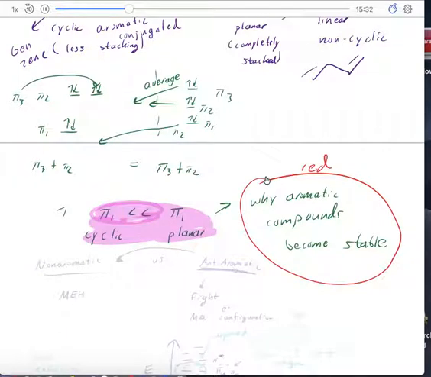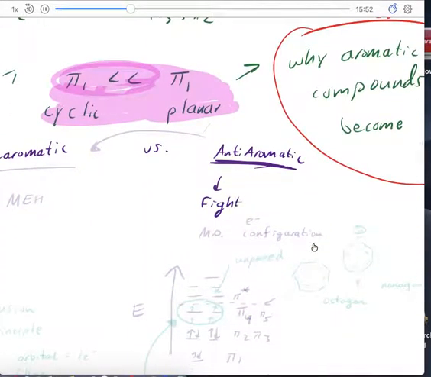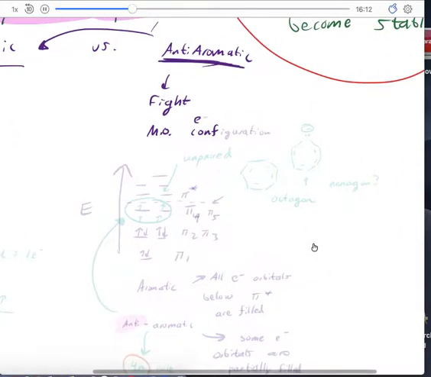Perfect. Now let's get into non-aromatic versus anti-aromatic. So with anti-aromatic, it's going to fight tooth and nail to become non-aromatic, so to say. Non-aromatic is just like whatever. It's just the meh. So to explain how this works, we have to go back to the MO molecular orbital electron configuration.